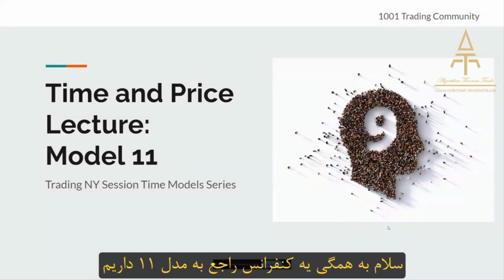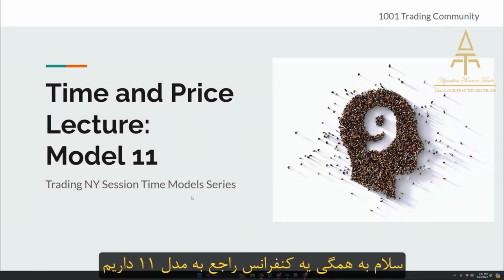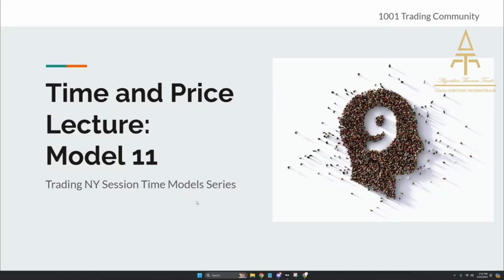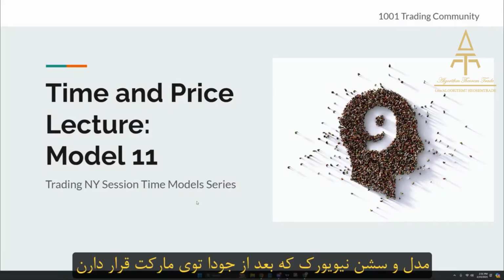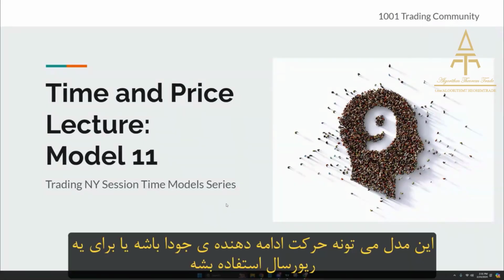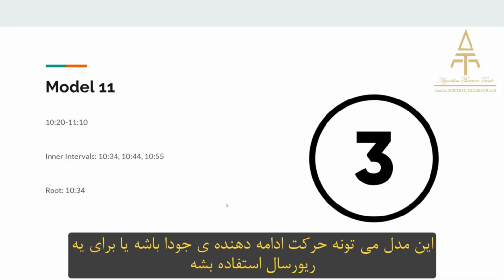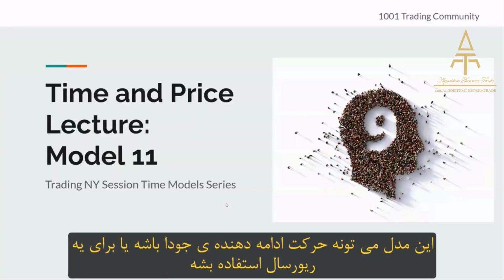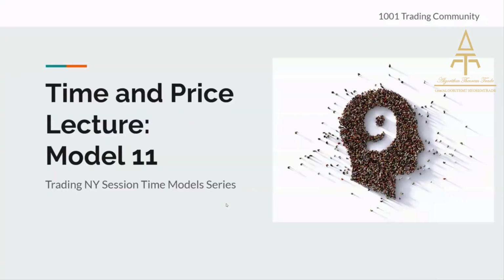Hello everyone, this is going to be a lecture about Model 11. The model in the New York session that takes place after Judas. So this model can either be used for continuation for Judas or for a reversal.